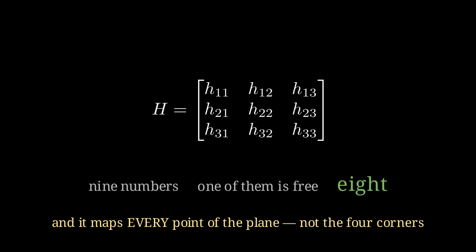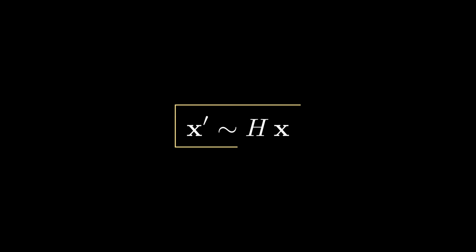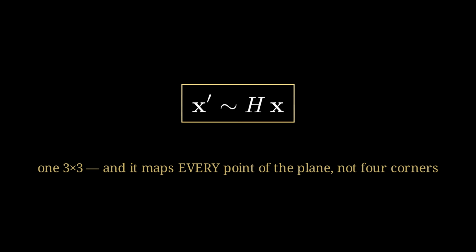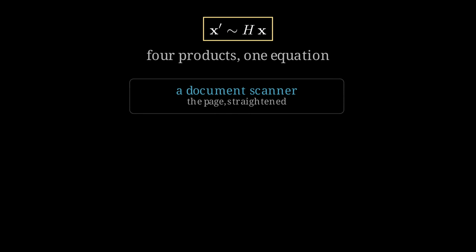By the end of this, you'll derive it yourself, from 4 point pairs and a cross product. Here's the whole thing in one line, and then 12 minutes on where it comes from. X prime is similar to HX. One 3x3 matrix, and it maps every point on a flat surface from one view to another. Not the 4 corners you dragged. All of them. That single line is a document scanner.